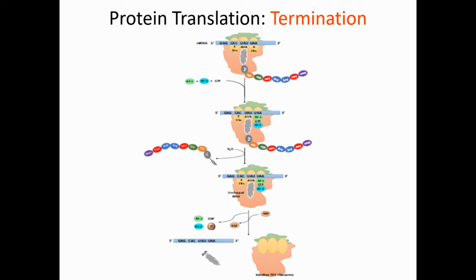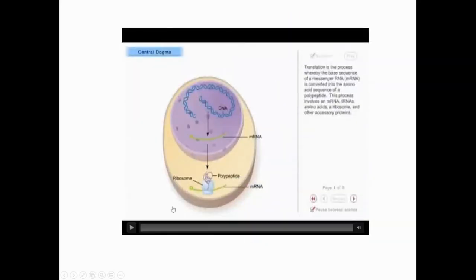So that's the termination. For the eukaryotic cell, there are only two release factors, eRF1 and eRF3. eRF1 recognizes all three termination codons, and eRF3 helps eRF1 to release the finished polypeptide. That's the termination. Okay, so let's watch this video.